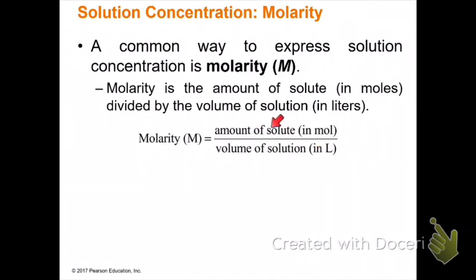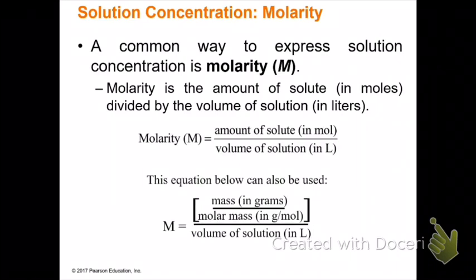So this amount of solute in moles can be calculated from the mass of the solute, usually in grams, and the molar mass of that solute. Molar mass is grams per mole, and the mass of solute is in grams. You can use those two pieces of information to calculate the number of moles of the solute. So you can use this other equation that converts the mass in grams to number of moles. You're dividing the mass of the solute in grams by the molar mass of that substance, and then you divide that entire thing by the volume of the solution.